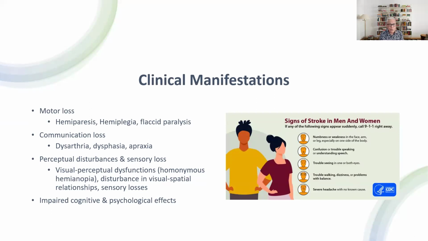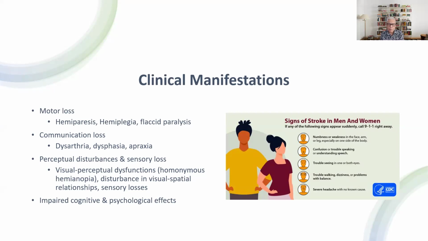The last one, as far as communication loss is concerned, is apraxia. Apraxia is something wherein the patient is not able to perform something that they learned before. It's kind of weird, because patients might not even know how to use a toothbrush anymore. That is one of the characteristics of the communication loss that usually happens in patients with stroke. And then we also have perceptual disturbances and sensory loss.